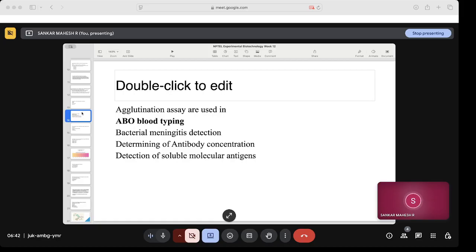What is agglutination? It's the interaction between antibodies and antigens. And what does it result in? Formation of visible clumps. Correct. So based on these visible clumps, you know the blood type.